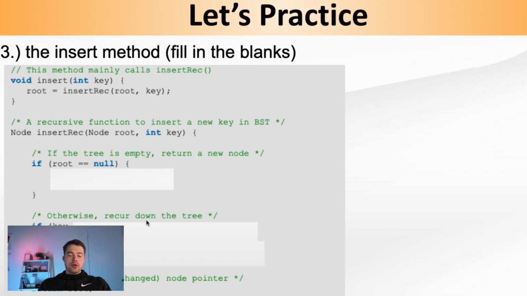Otherwise, you need to recur down the tree. So if key is less than, else if it is greater than, figure out what should happen here. Then return the unchanged node pointer. In other words, node pointer.